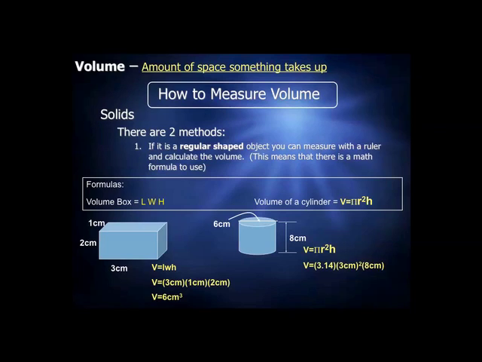In this case, 3.14 times 3 squared times 8 is, Dana, what did you get? 226.08 cubic centimeters. How do you write it? A little 3 above the cm. Cubed is to the third power. So for regular shapes, you could calculate it.